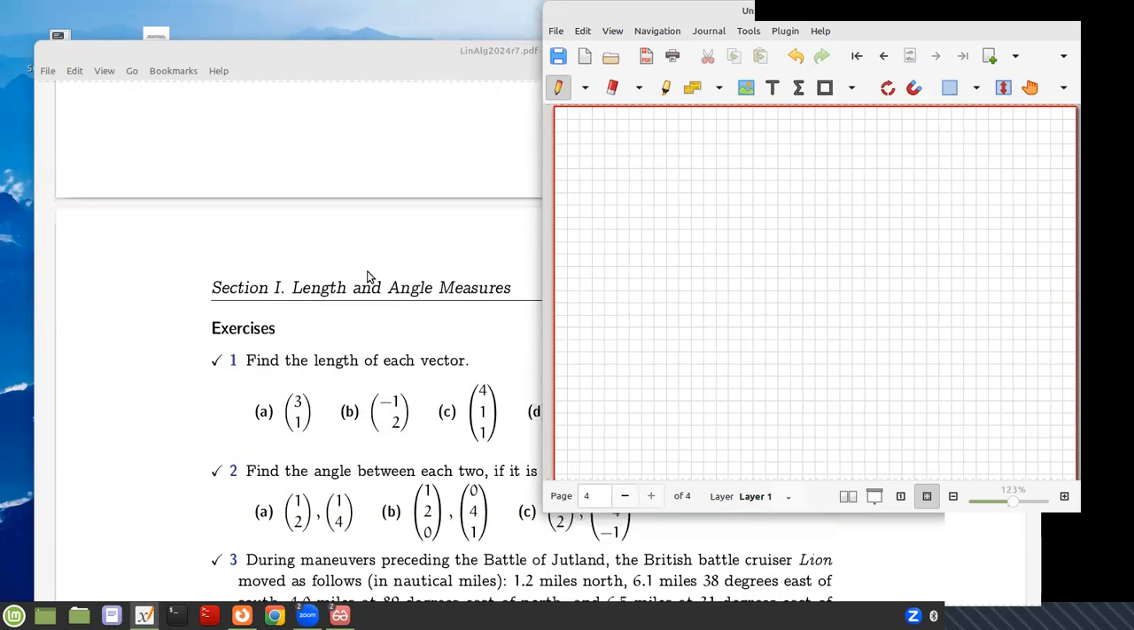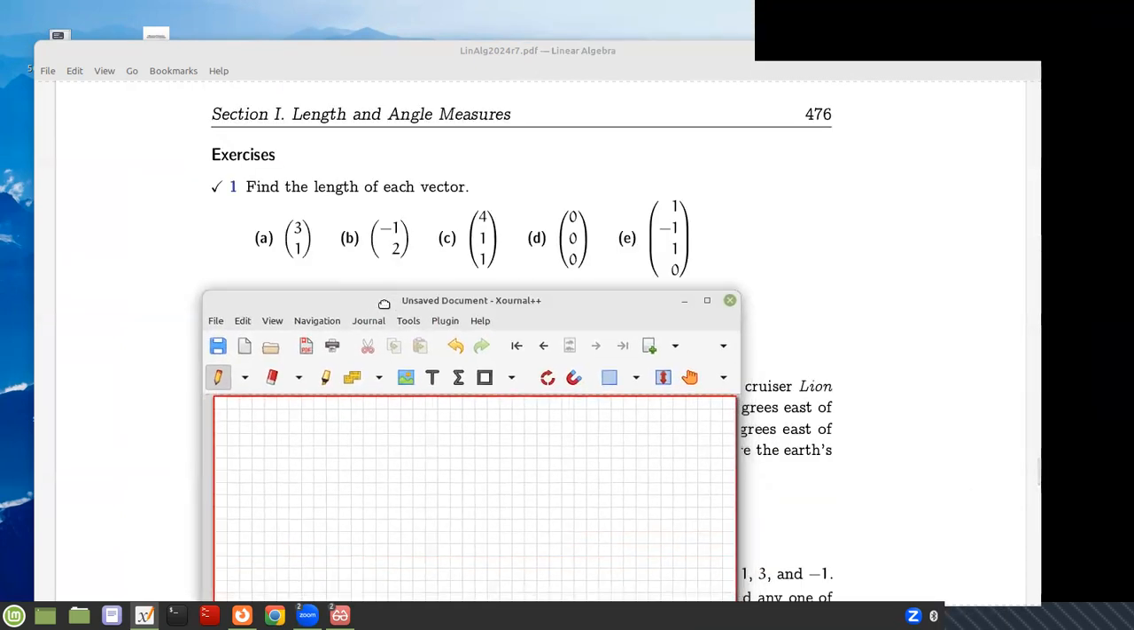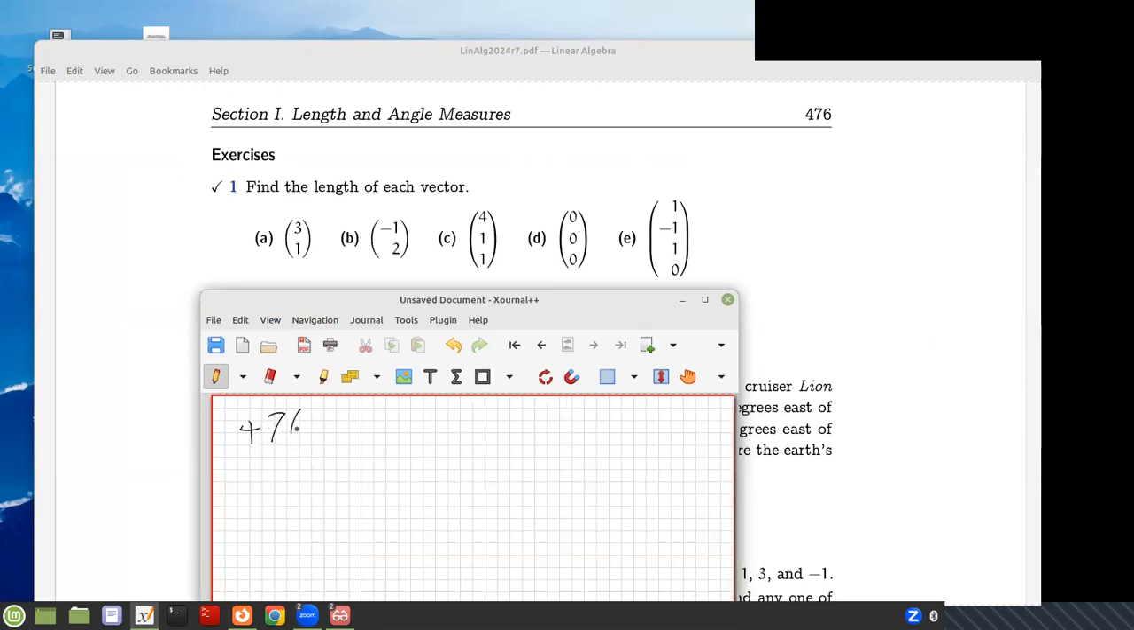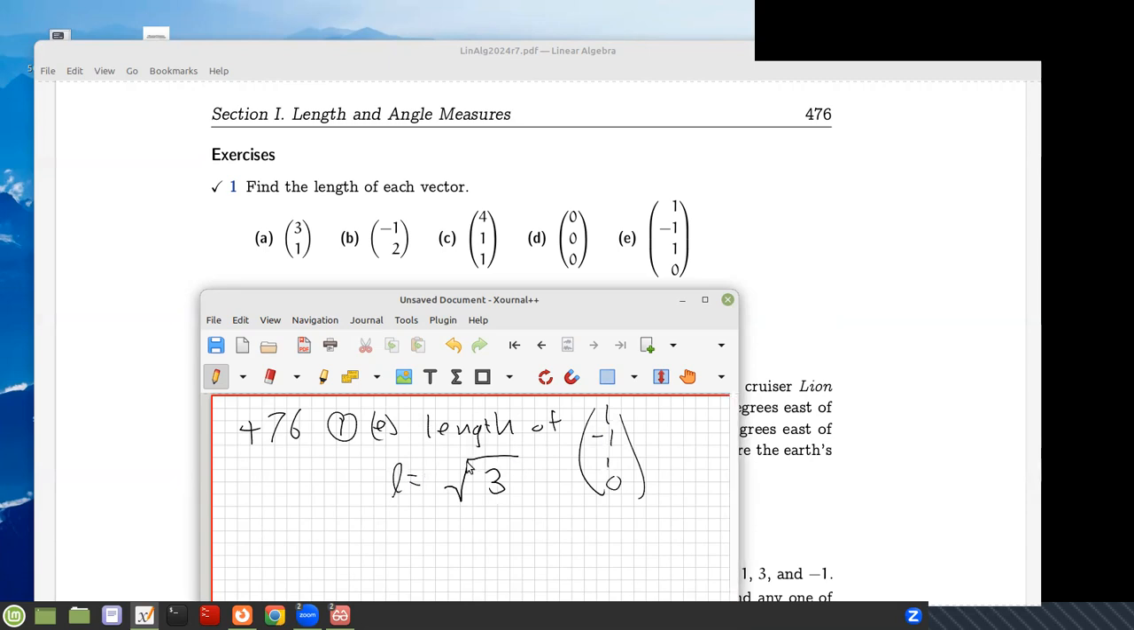The first thing we have to do, let's just do one exercise. Okay, so on page 476, number 1E, what is the length of 1, minus 1, 1, 0? This 4-dimensional vector, what's its length? Everyone has an answer? You guys online all have answers? Yeah, I have one. Okay, so hopefully you all wrote down the square root of 3, right? Because 1 squared plus minus 1 squared plus 1 squared is 3, so the length is the square root of 3.